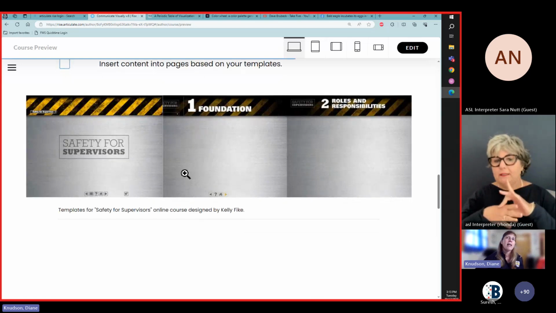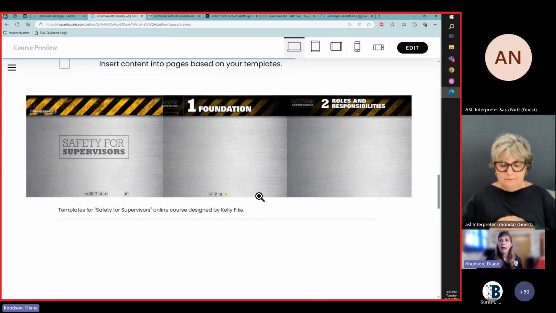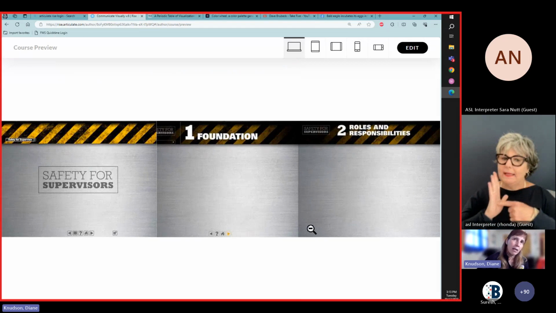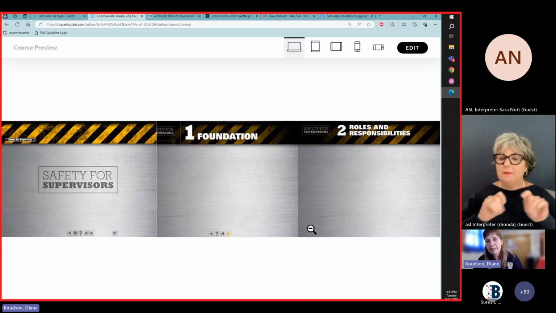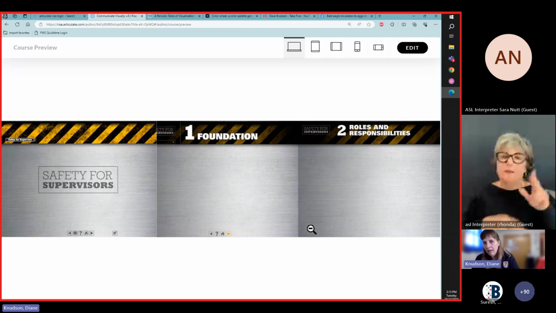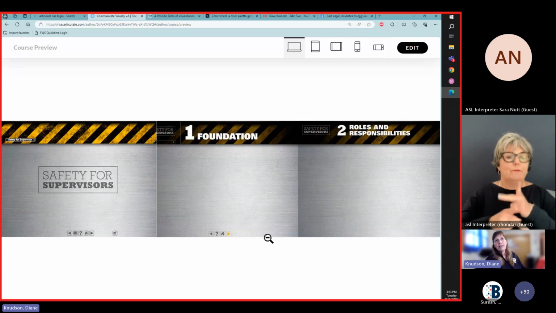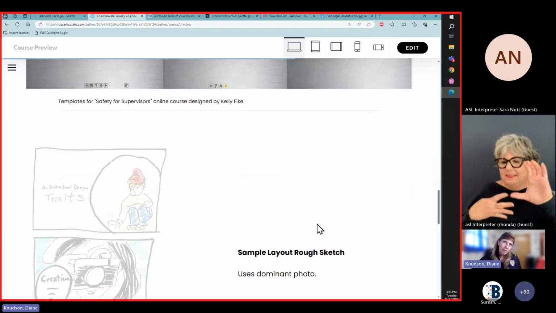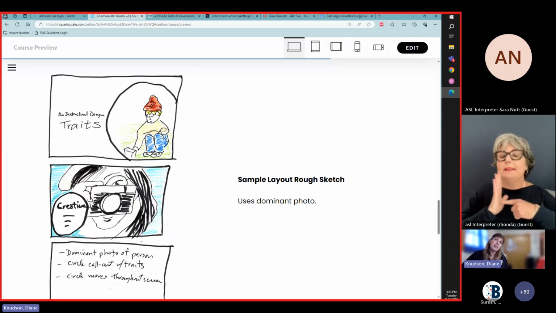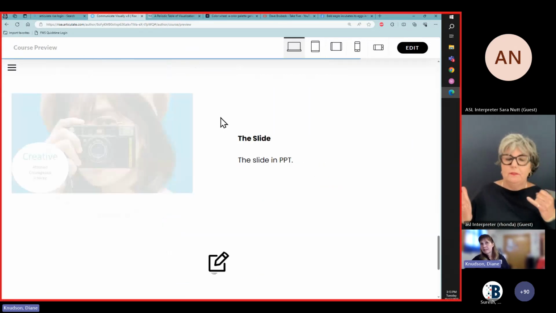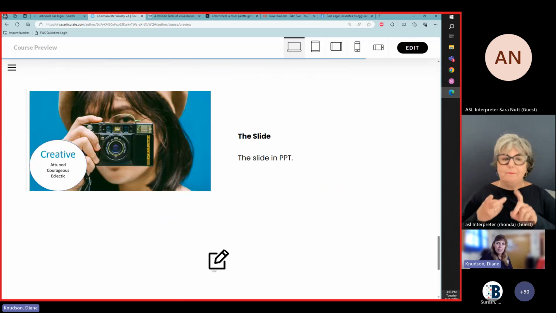So here's an example. This was a template created by one of our professional graphic designers, Kelly Fike, for my course called Safety for Supervisors. You see how she used repetition and color here? This is an example of a layout sketch using a dominant photo from minimalist design. And there's the actual slide.